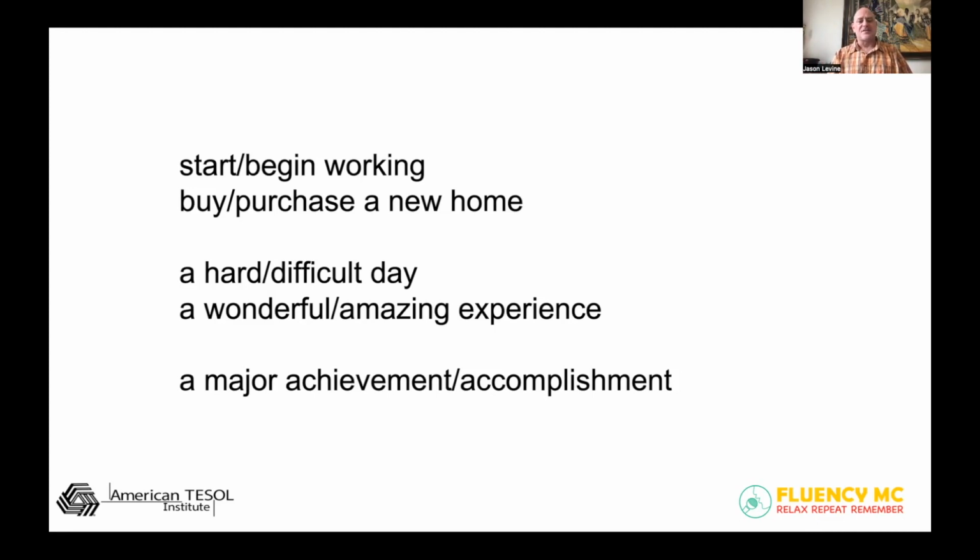But buy and purchase, those sound good with a new home. But as I said, purchase soda sounds a little strange. Hard and difficult when they mean that it was not an easy day. And here an antonym can be useful. Hard meaning not easy, difficult meaning not easy. Easy does not have such a strong synonym as we have here with hard and difficult, unless I'm forgetting something.